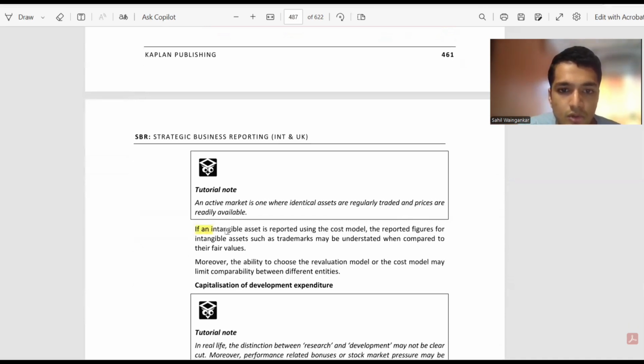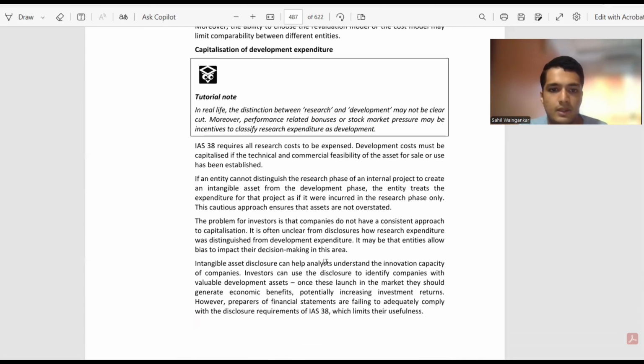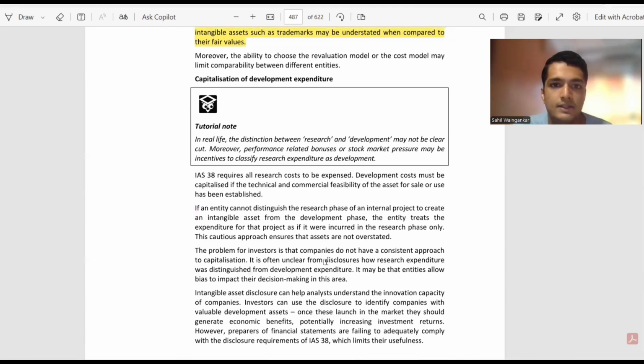ले तो अगर हम लोग उस कॉस्ट मॉडल यूज करते हैं, सो द रिपोर्टेड फिगर्स शायद हम लोग कम भाव पे दिखाएंगे, क्योंकि हम लोग कॉस्ट मॉडल यूज कर रहे हैं इसके लिए. मोर ओवर द एबिलिटी टू चूज द रिवैल्यूएशन मॉडल और कॉस्ट मॉडल में लिमिटेड कंपेरेबिलिटी, वो तो अपन ने बोल दिया था. फिर आता है ये कैपिटलाइजेशन ऑफ डेवलपमेंट एक्सपेंडिचर.